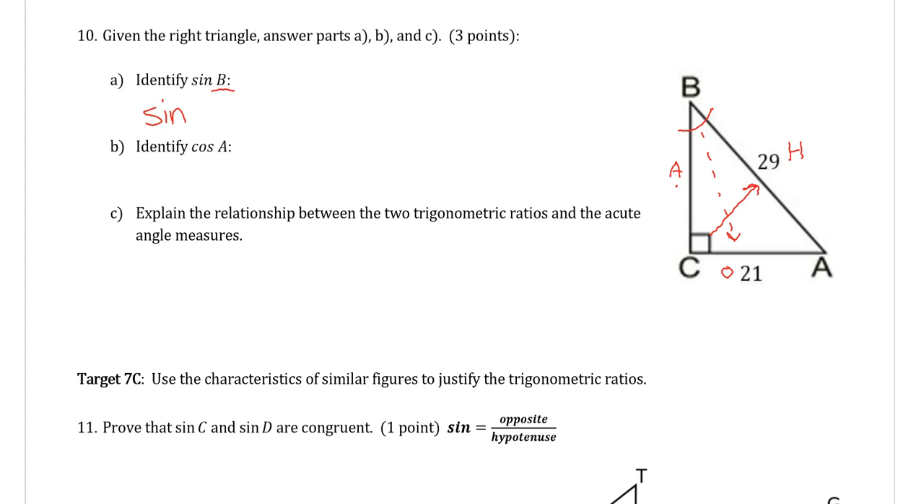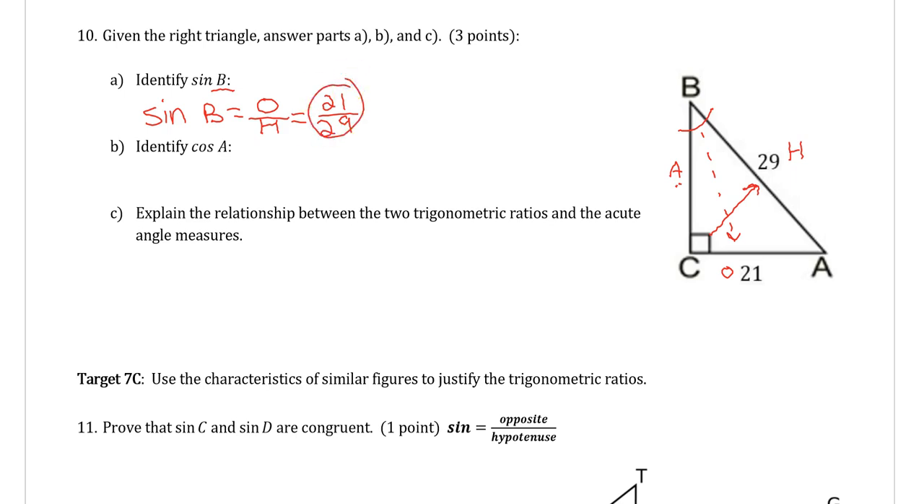For this case, right, sine of B equals opposite over hypotenuse. My opposite side is 21, and my hypotenuse is 29. There's no question mark there. I already know the answer. I could find this missing side, but I don't have to, right, for this first part. Maybe we do for the second part.